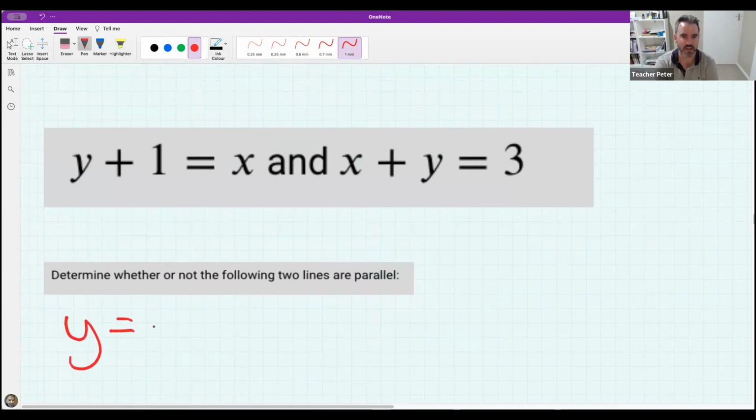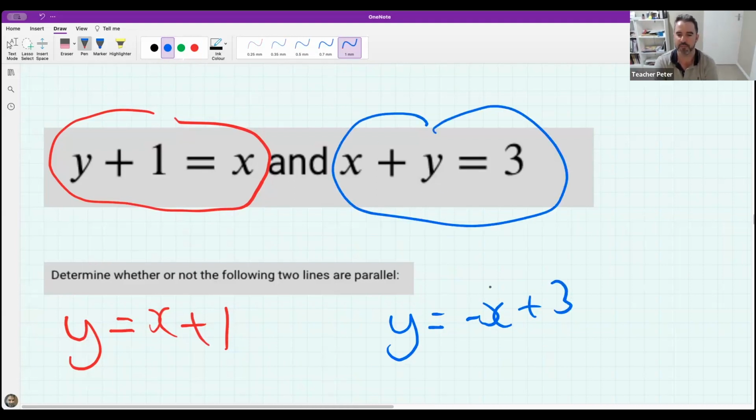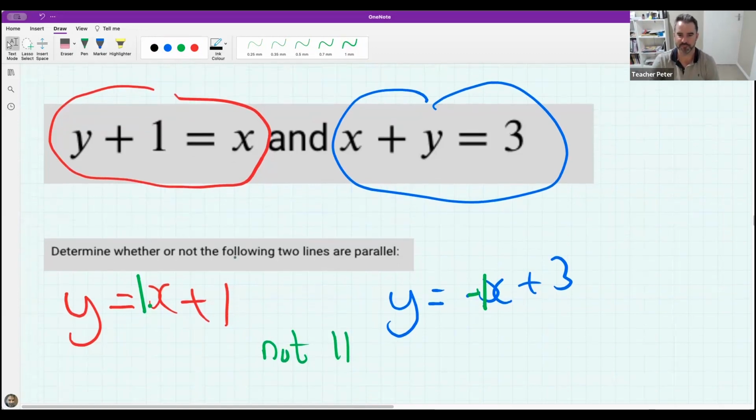So y equals x plus 1 would be this one. And y equals minus x plus 3 would be that one. And what I notice is the gradient of this one is 1. The gradient of this one is minus 1. And so they are not parallel. Didn't catch you that time. Well done.